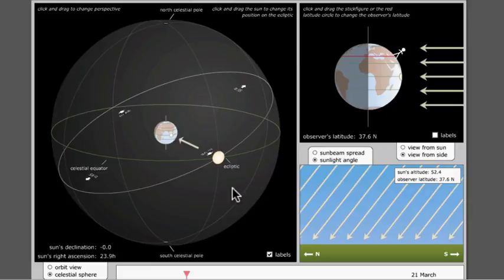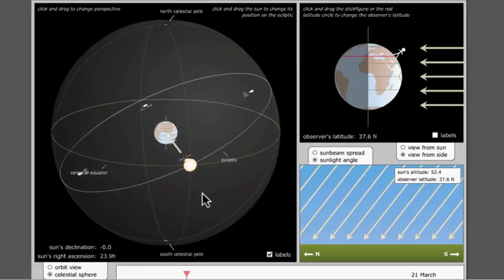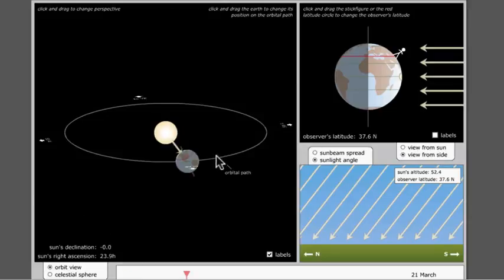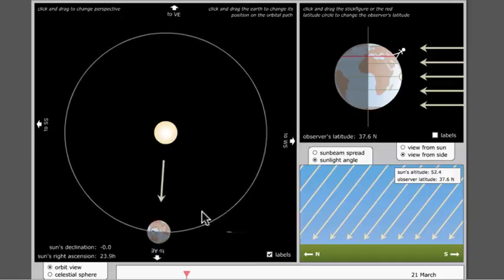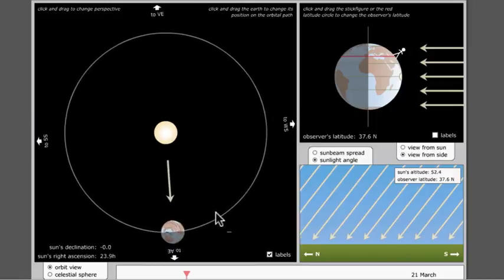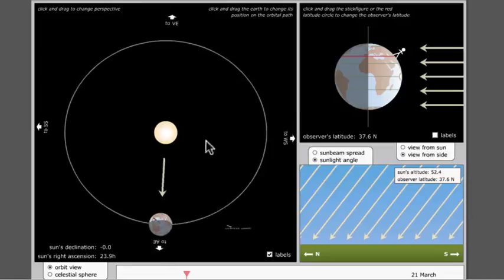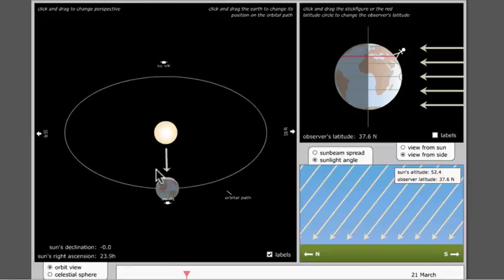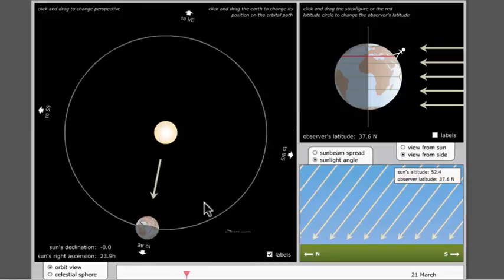So this is the position on March 21st. The sun is on the equator. What this tells us, if we switch to an orbit view, is that the Earth's tilt at this point is such that the sun is neither north nor south. In other words, the tilt is perpendicular to the direction to the sun.